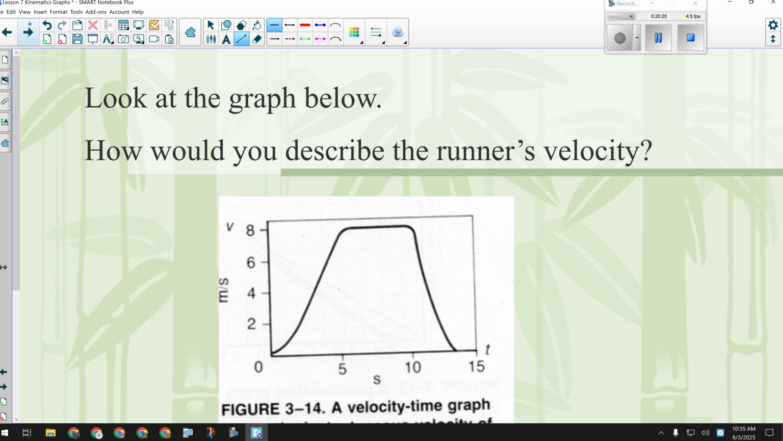So here's a graph of a person who's running. It's a velocity versus time graph. What's the object doing in this first part right here? Getting faster. Yeah, they're accelerating, right? They're going faster and faster. It's a little bit curved at the bottom.